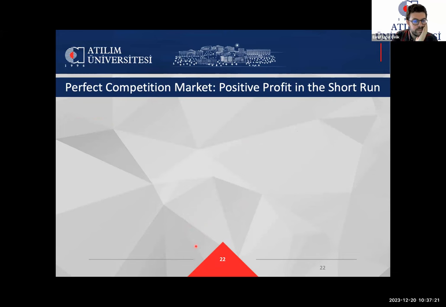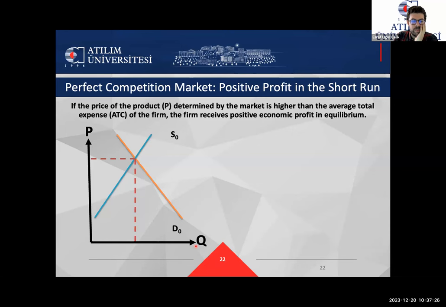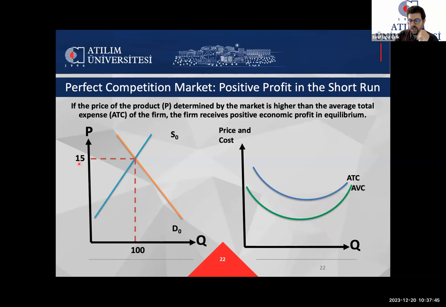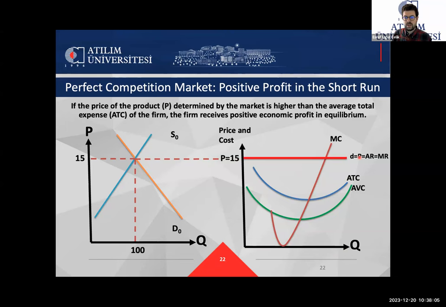In the perfect competition market, the market determines the price and firms cannot influence the price because they are price takers. So they accept the price of the market. Let's assume that the market price is 15. And that side shows the firm's average total cost curve, average variable cost curve, and marginal cost curve. Let's assume that price is equal to 15, and that is the demand of the perfect competition market. And we know demand is equal to price, equal to average revenue, equal to marginal revenue.